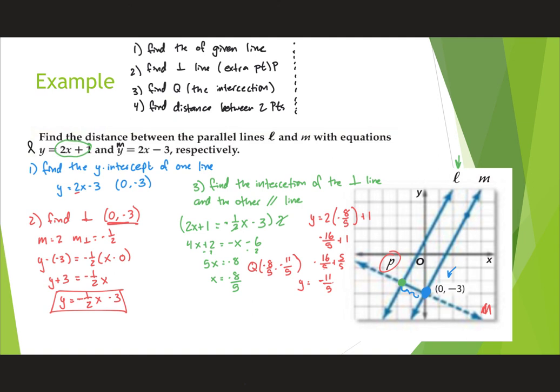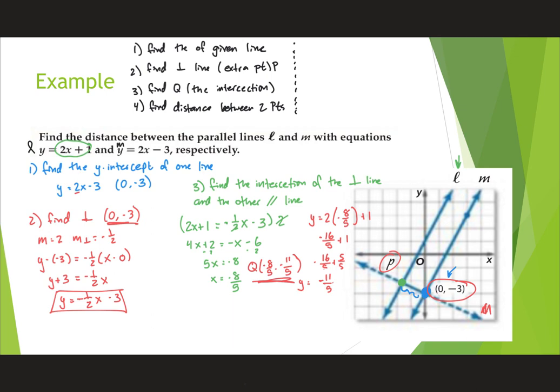We are almost done. We are down to the last step, and that step is to find the distance between the 2 points. Now, which 2 points? Well, the Q we just finished solving for, and our original point. Okay, so I'm going to plug both of these points into my distance formula, and I'm going to solve from there.